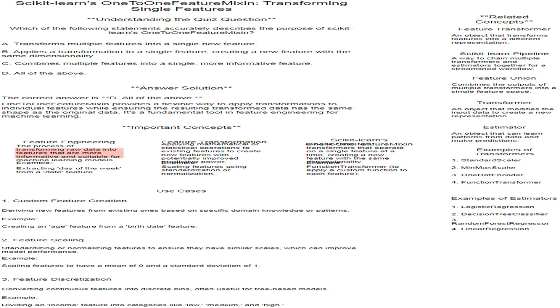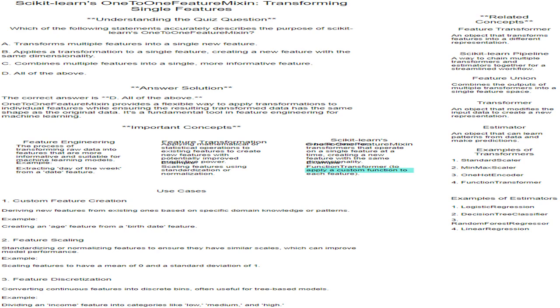Feature engineering. The process of transforming raw data into features that are more informative and suitable for machine learning models. Extracting day of the week from a date feature. Feature transformation. Applying mathematical or statistical operations to existing features to create new features with potentially improved predictive power. Scaling features using standardization or normalization. Scikit-learn's one-to-one feature mixin. A base class for transformers that operate on a single feature at a time, creating a new feature with the same dimensionality.